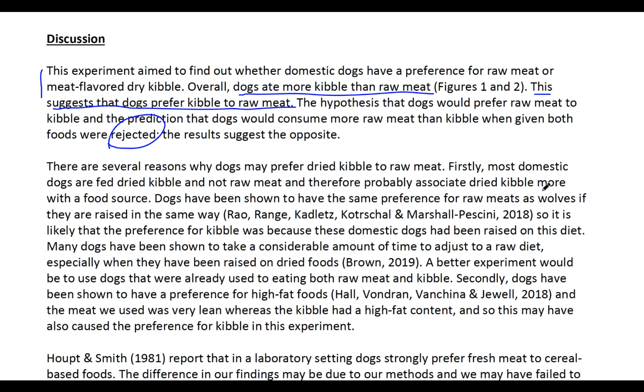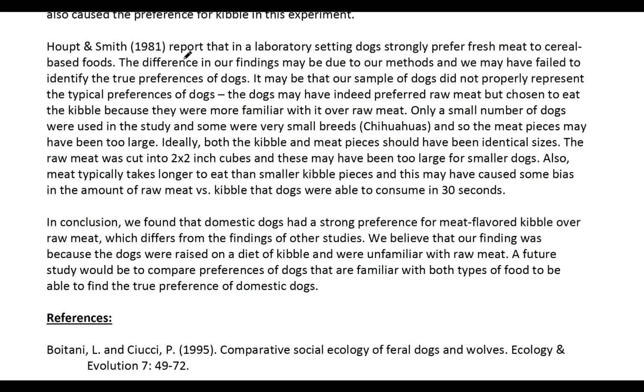So here we've got some results of some studies that are going to explain my data that basically is the opposite. Dogs prefer kibble. So this is where I'm comparing with other studies. That's one thing you need to do as well. These authors here reported that dogs prefer fresh meat to cereal-based foods. This is a difference in our finding, maybe due to our methods. Maybe we didn't identify the true preferences of dogs. Maybe the dogs didn't represent typical dogs. Maybe they were raised on kibble, etc., etc.